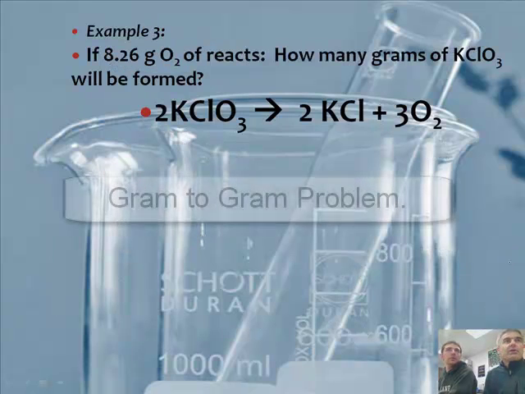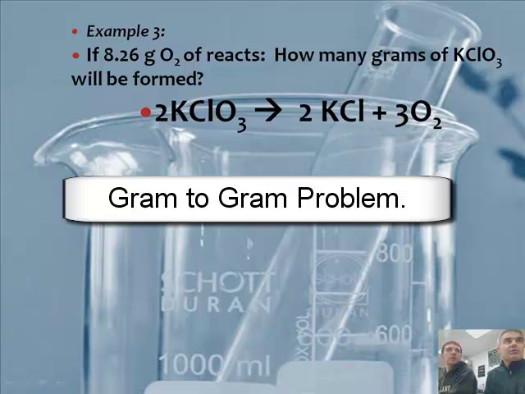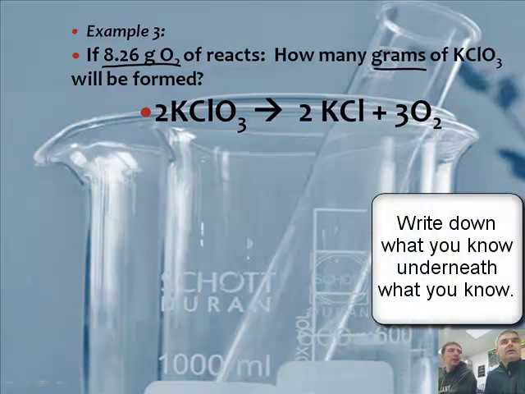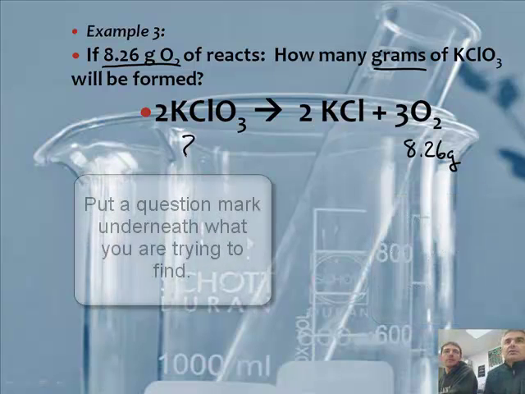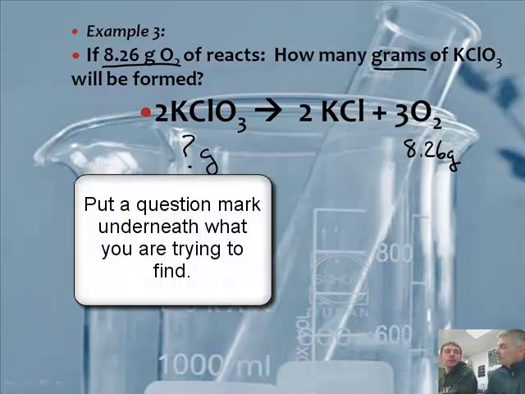Hey, what if we went from grams to grams? So this problem, we're going to go from grams to grams. So let's figure out what we got. We got 8.26 grams of O2. Wait. We're starting with a different thing this time. We're not starting with grams of KClO3? We can start with a product. Guys, you can start with anything. It doesn't matter. 8.26 grams of oxygen and asking for how many grams of potassium chlorate. So this is a gram to gram problem.